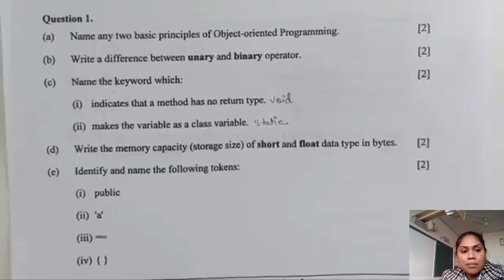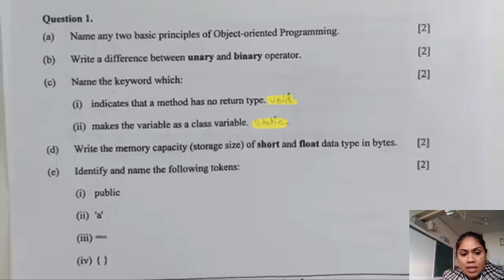So next question number C is, name the keyword which indicates the method has no return type. The keyword which doesn't have any return type is void. And name the keyword which makes the variable a class variable. The keyword is static, which makes the class variable.